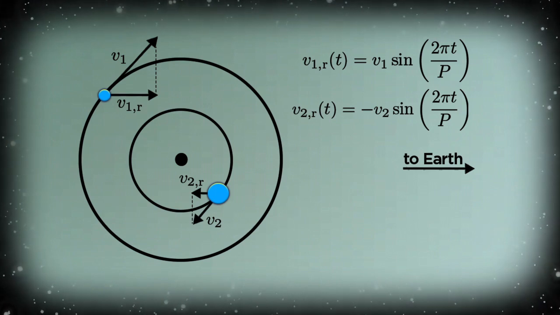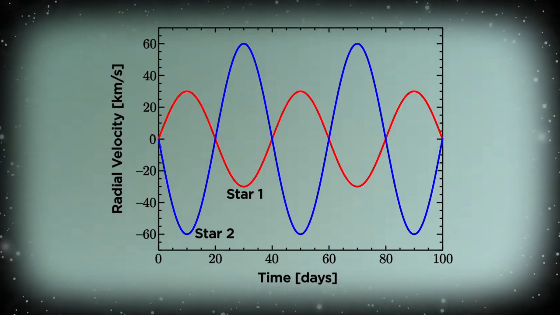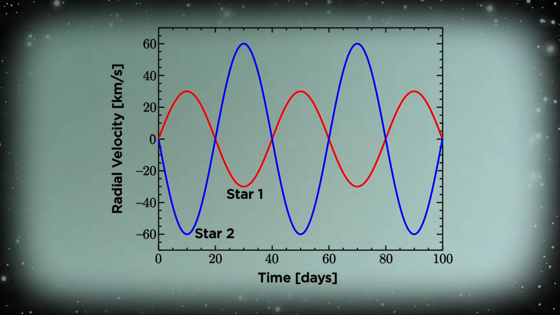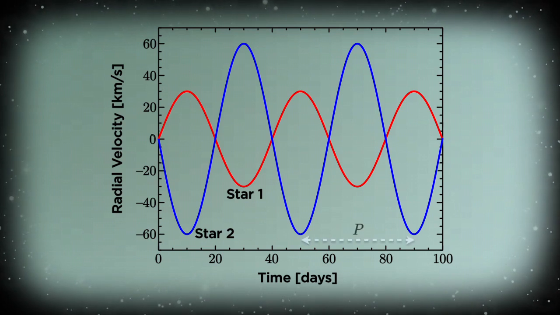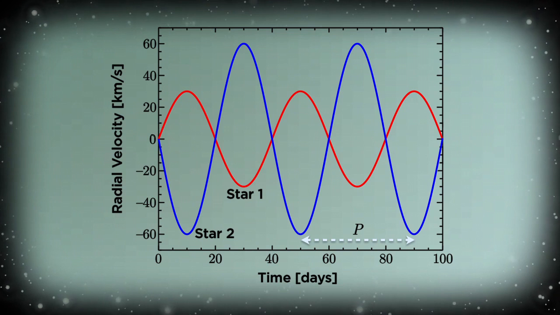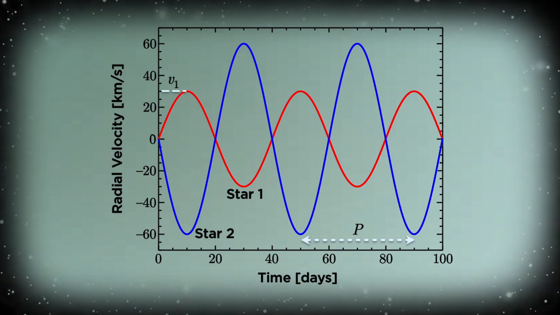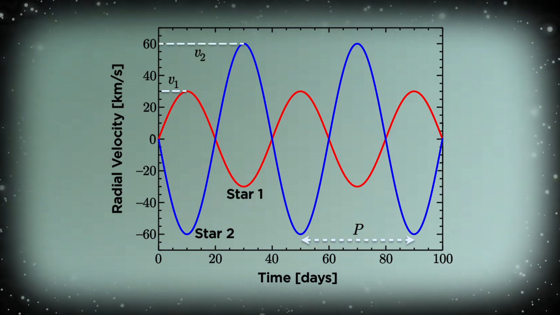Let's put in some numbers. Suppose we monitor the radial velocities of both stars for 100 days. They vary sinusoidally in opposite directions, as we would expect. A full sine wave takes 40 days, so that's the orbital period. And the amplitudes tell us the orbital speeds. It's 30 kilometers per second for star 1 and 60 kilometers per second for star 2.